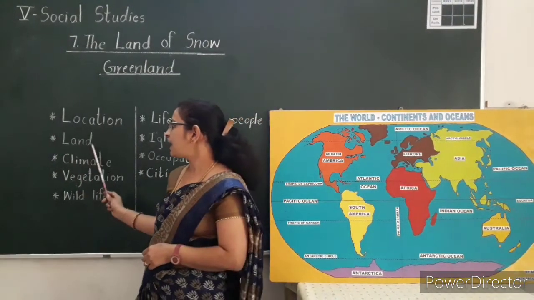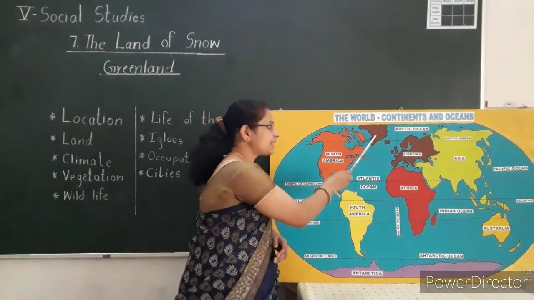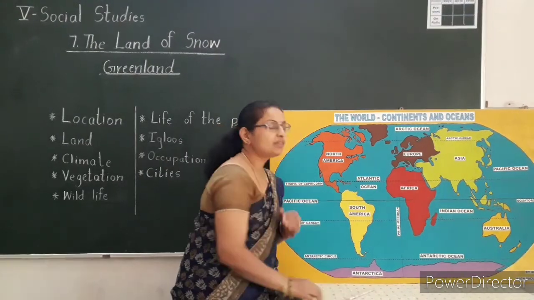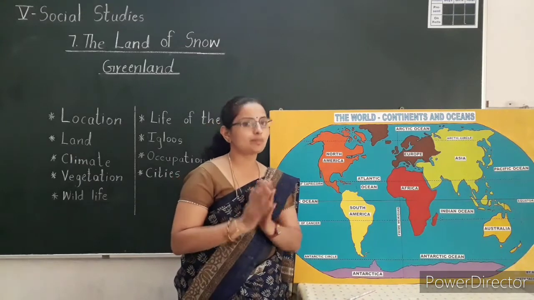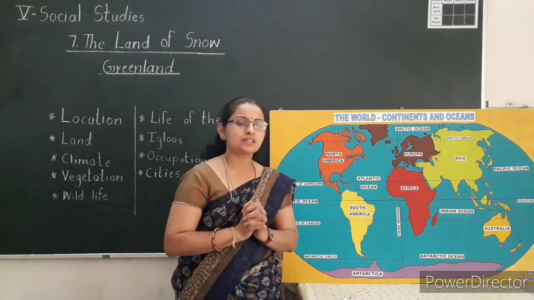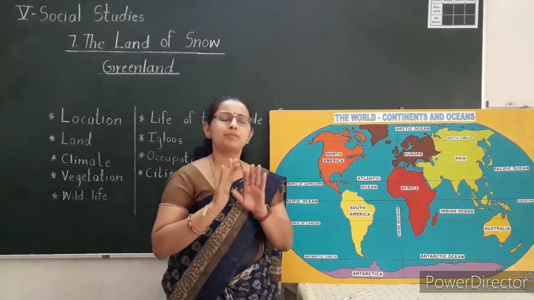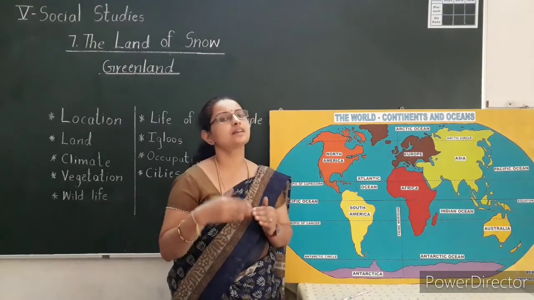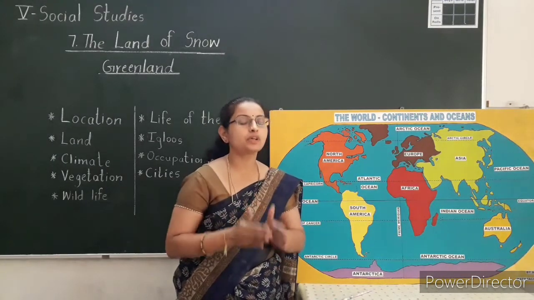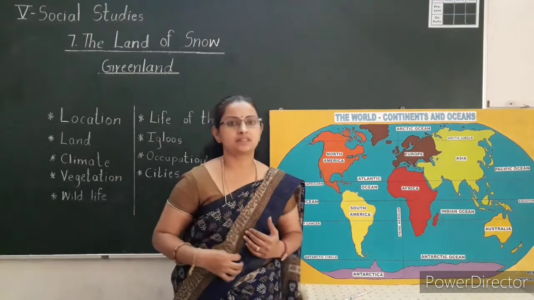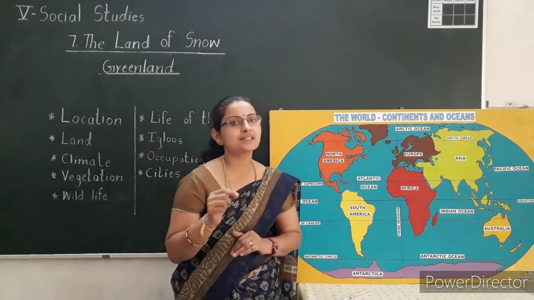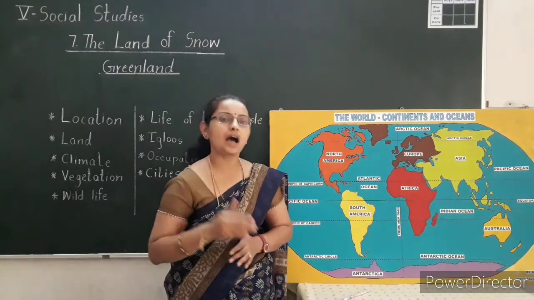Next point is land. Greenland covers an area of about 21.5 lakh square kilometers. The island looks wide, as about 80% of the country is permanently covered with ice and snow. The average thickness of the ice sheet is about 1500 meters. The lower layer of the ice sheet may have existed since the last ice age.